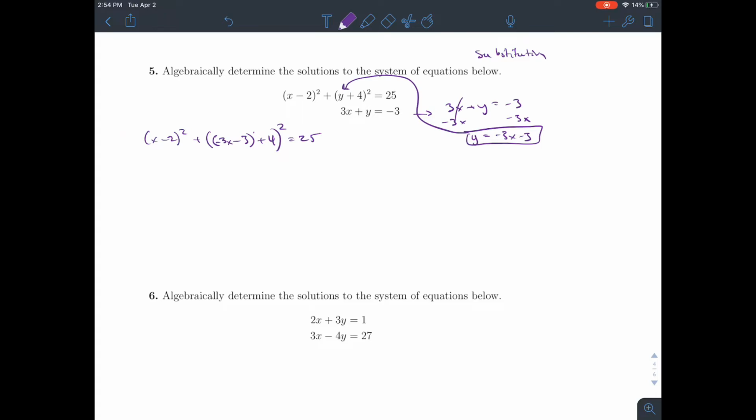Next up, we need to simplify and distribute. So I'm going to take both those steps at the same time. I get (x minus 2) times (x minus 2) at the same time, sorry. This one here, we simplify what's in the parentheses by combining like terms. That gives us negative 3x plus 1 times itself because it was squared. And that all equals 25.